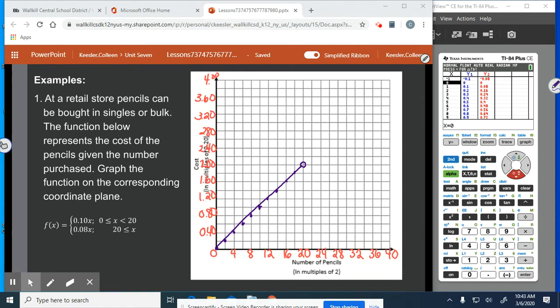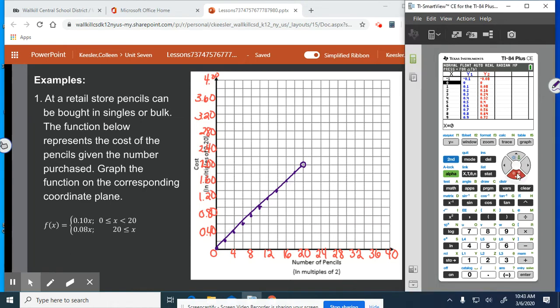Then when we jump to the second one, we go down to the 20th value, which is going to be at $1.60. And we're going to put our first closed circle there, and I'm going to go up just so I have 20 at the top of the graph. So 20 is at $1.60 now. So I'm going to put my closed circle there because that's how much 20 pencils is going to cost me. And then it's going to go up by 8 cents for each one.